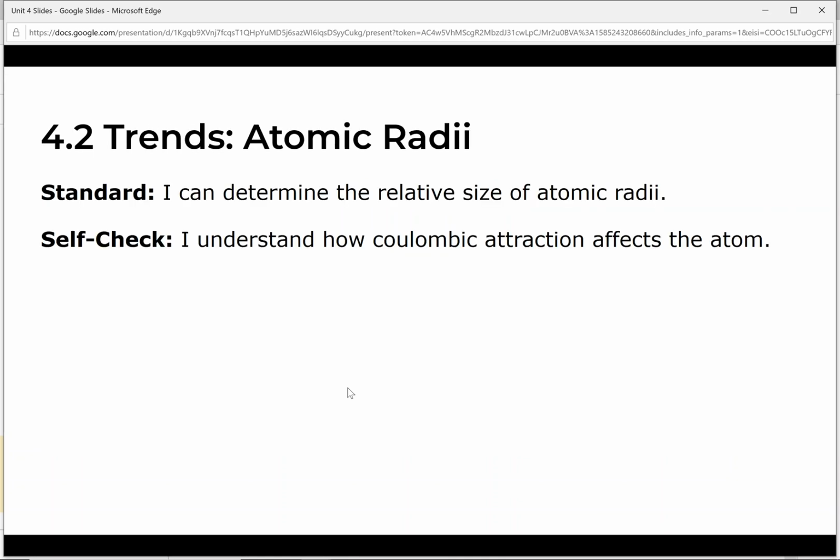I do want to talk about 4.2 all the way through 4.5. I'm going to cut them. They're all trends that deal with Coulombic attraction. As long as you understand Coulombic attraction and you know that the two factors that affect Coulombic attraction are amount of charge and distance, we'll be fine. You don't need to know atomic radii, ionic radii, ionization energy, or electronegativity.